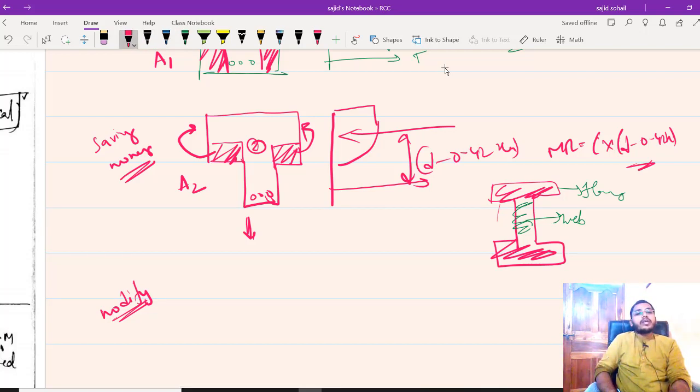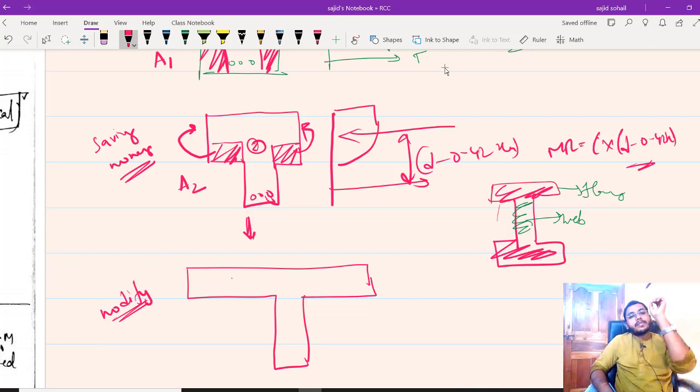So what I'm doing is I'm cutting a certain portion and pasting it in my flange section. Now my structure will be looking something like this. Why am I doing it like this? Let us be very clear.